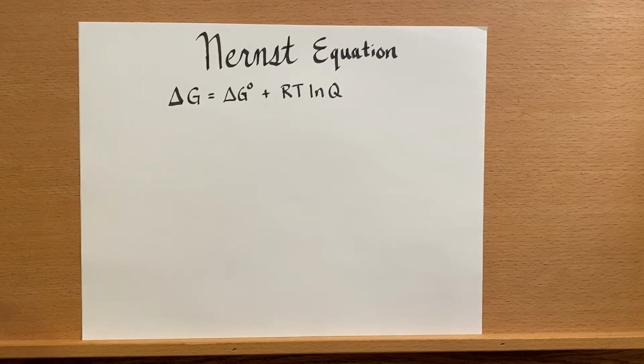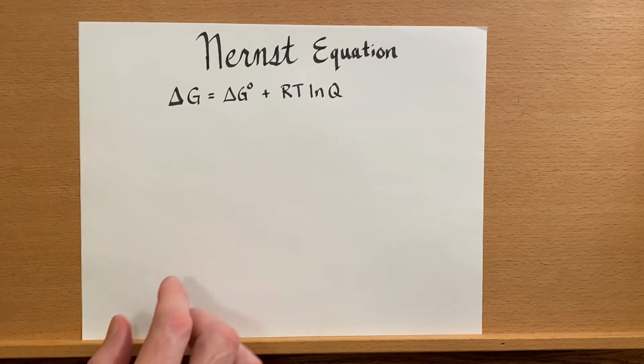Now, let's talk about what happens when we're not under standard conditions. Sometimes we may want to know the electrical potential or the cell potential when the reactants are not at 1 molar concentration. In fact, it's often the case that they're not at 1 molar. So, let's look back to another equation that converted from standard conditions to non-standard conditions.